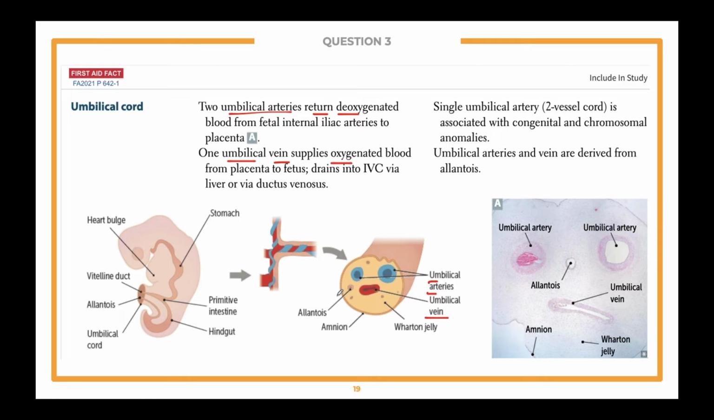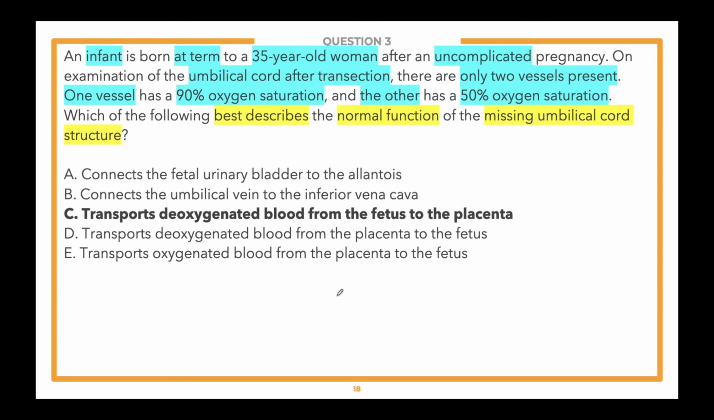So if we go back to our question, you can see that one vessel has 90% oxygen saturation. That is probably the umbilical vein. The other vessel has 50% oxygen saturation. That is one of the umbilical arteries. So I can tell you that we are missing one umbilical artery. And we said that that transports deoxygenated blood from the fetus back to the placenta, okay? So answer choice E would be talking about the umbilical vein like we just talked about. And obviously we just said that there's only one umbilical vein in the umbilical cord.